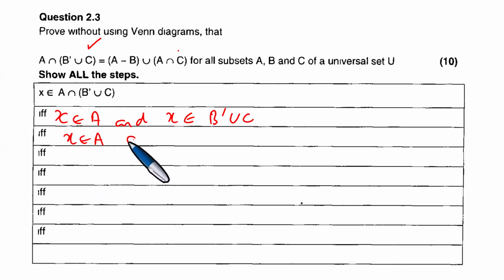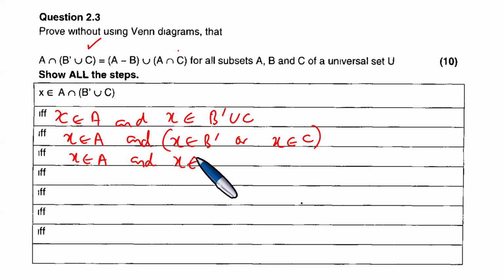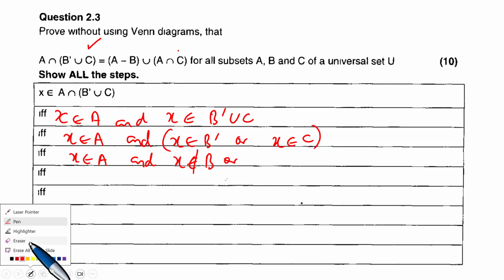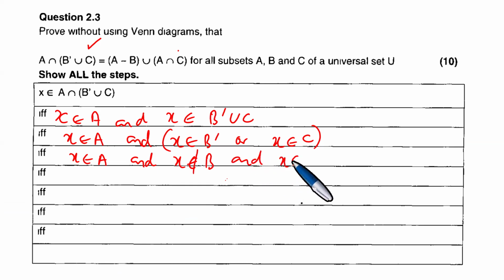This means X is an element of A, and X is an element of B complement, or X is an element of C, like so. And this would mean X is an element of A, X is not in B, and you have X in C, X in A.